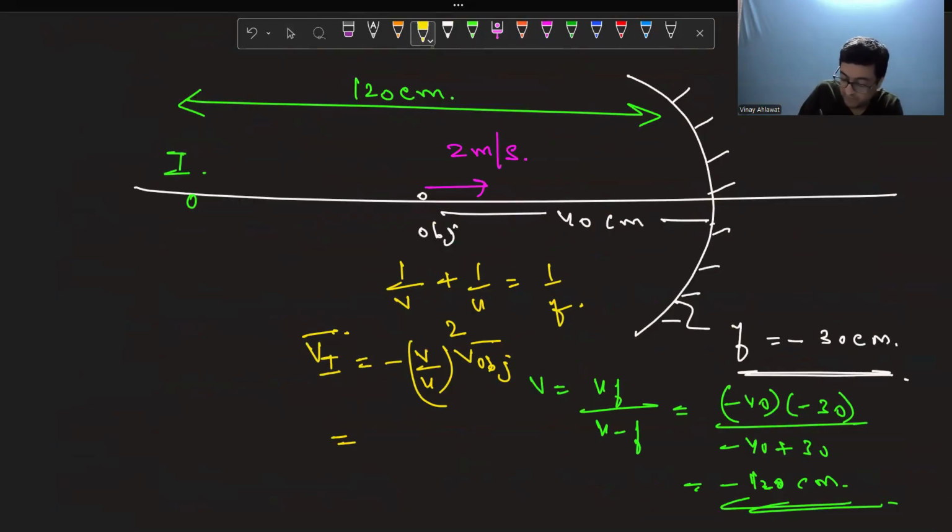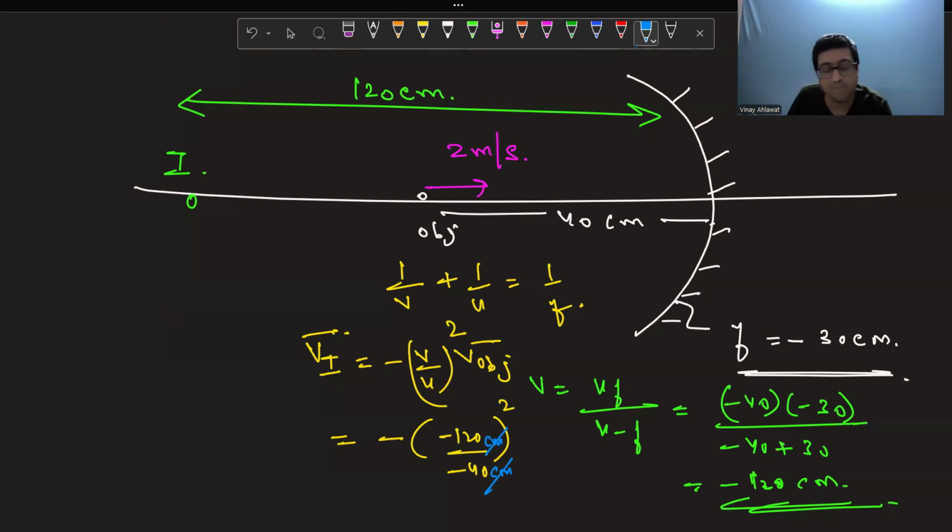So this becomes minus of v. V is -120. U is -40 whole squared. Now you might be saying, I'm not worried about the units. Actually, I'm not worried about the units because this is in centimeter and this is also in centimeter. This cancels out. This quantity becomes dimensionless. And then velocity of object, which is 2 meter per second. This unit will survive.